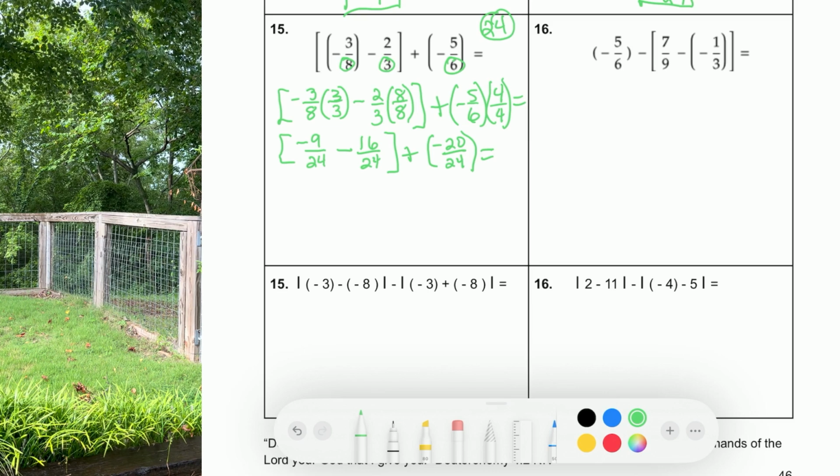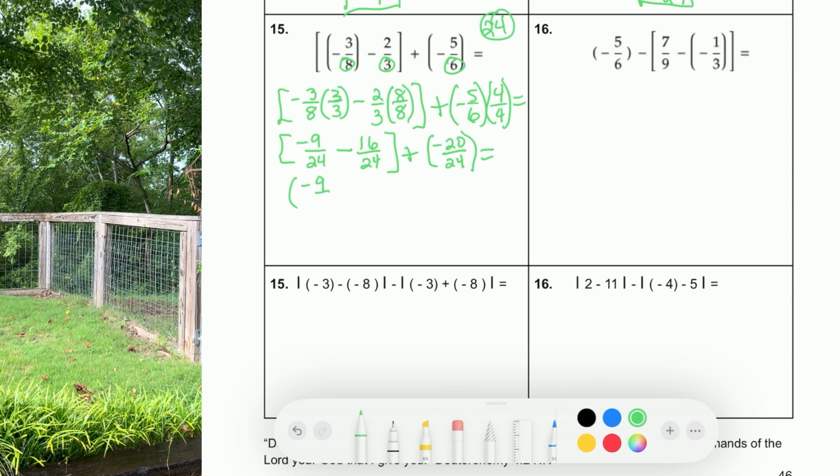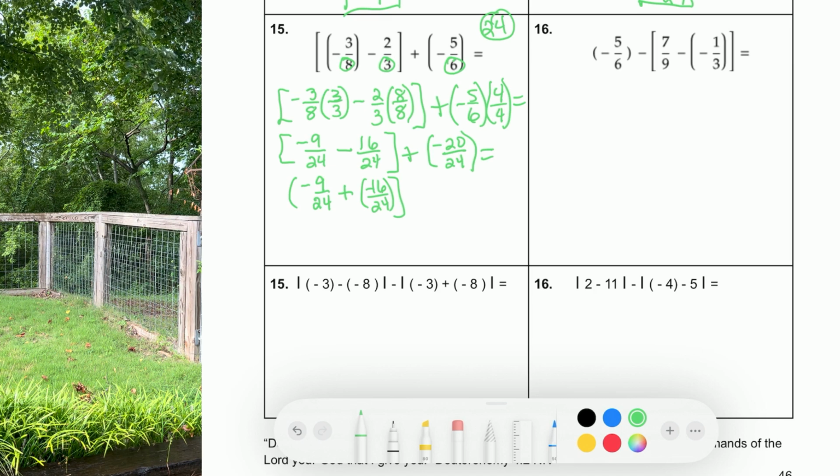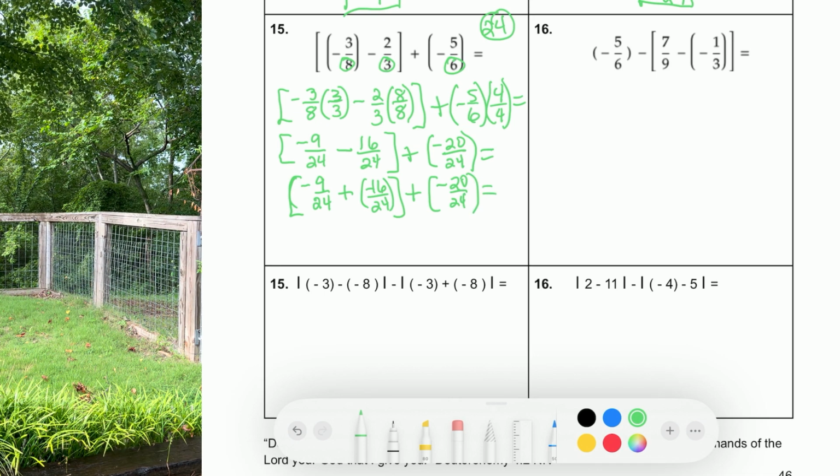Our first group, or actually our only group we need to deal with, is at the front of the problem, and we need to keep, change, change. So we have -9/24 plus -16/24 plus -20/24. And just rewrite that part. Okay, so -9 and -16, they're both negative numbers, so we're going to add them and keep the sign.